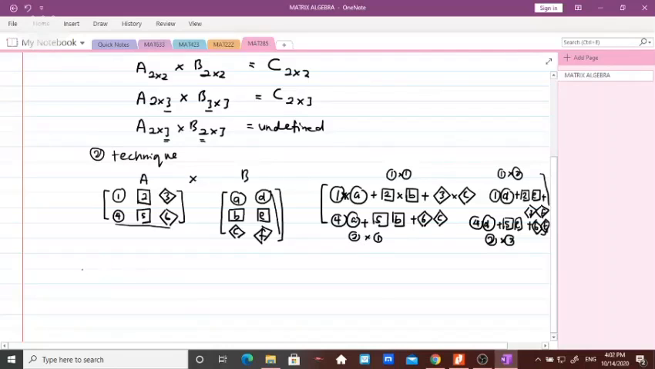I'd like to show you one example. Okay, let's say A is a 2 by 2 matrix, and B is a 2 by 3 matrix.